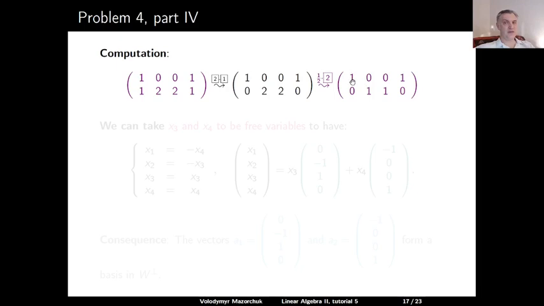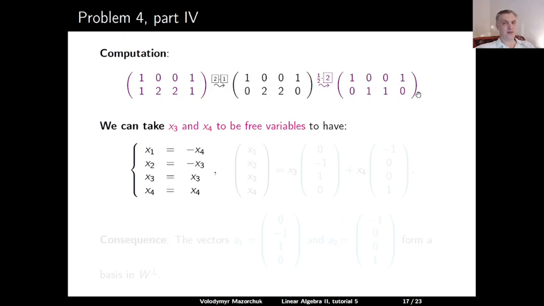So here we have leading elements in columns 1 and 2. So we can take x3 and x4 as free variables. Then the first row gives us the equation x1 is equal to minus x4. And the second row gives us the equation x2 is equal to minus x3. And then we have trivial equations for the free variables: x3 is equal to x3 and x4 is equal to x4. Now we can rewrite this in the vector form. The left-hand side, which is x1, x2, x3, x4, is equal to x3 times the coefficients 0, minus 1, 1, 0, plus x4 times the coefficients minus 1, 0, 0, 1.